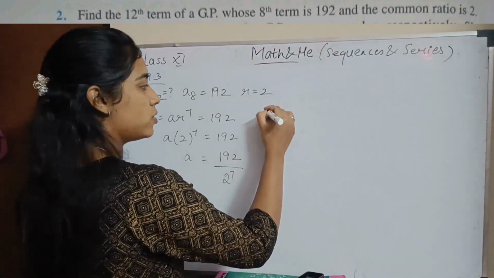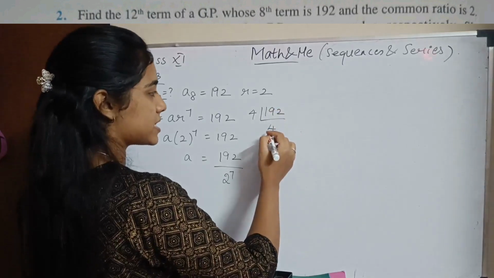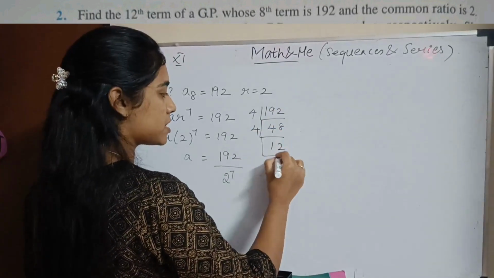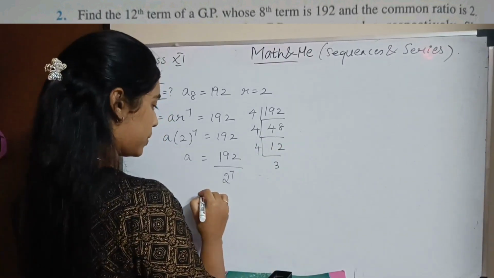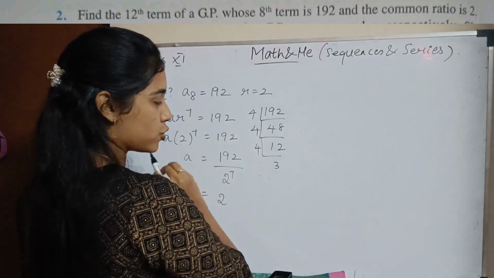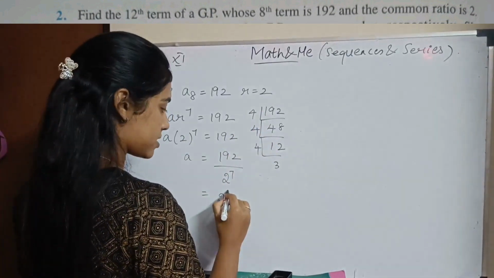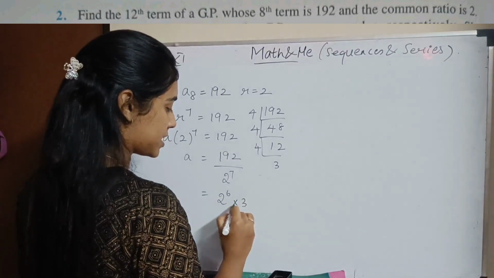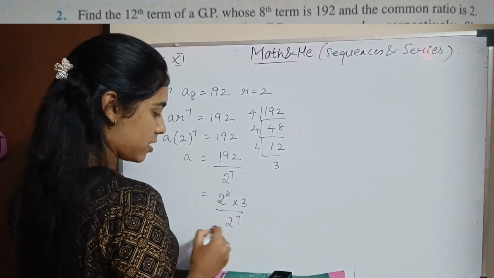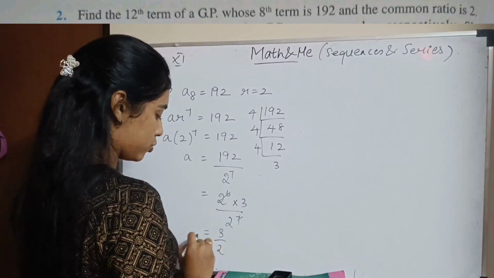What is my 192? Let me do the prime factorization. 4 times 4 is 16, 16 times 12 is 192, that is 4 times 4 times 12, or 4 times 4 times 4 times 3. So what do I have in the numerator? 2 to the power 2, 2 square, 2 square, so 2 plus 2 plus 2, 6. 2 to the power 6 times 3 divided by 2 to the power 7. So 2 to the power 6 goes off, and 2 remains from 2 to the power 7. So I have 3 by 2. So that is my A.